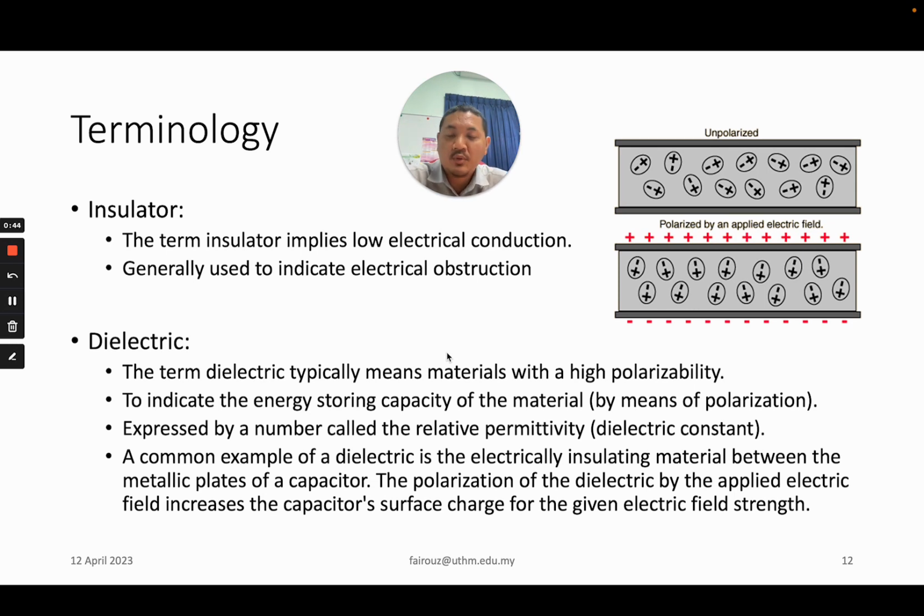Next is dielectric. So the term dielectric typically means materials with a high polarizability. So dielectric is also an insulator, but we look at the dielectric as a material with high polarizability to indicate that the material has energy storing capacity by means of polarization.